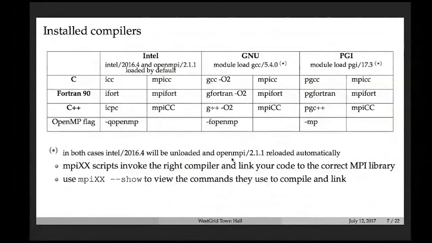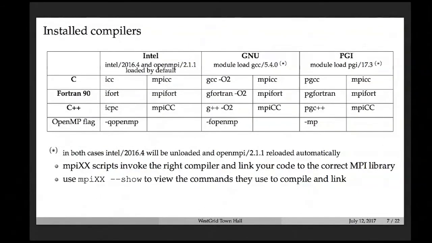Installed compilers: we have three families of compilers, the Intel commercial compiler, the GNU compiler, and the PGI compiler installed on the systems. These can be used for compiling serial codes, MPI codes, and OpenMP codes. So to compile, let's say, a regular serial C code with the Intel compiler, all you have to do is simply say icc, followed by the file name of your source code, and it will create an executable that you can run or submit to the job scheduler.